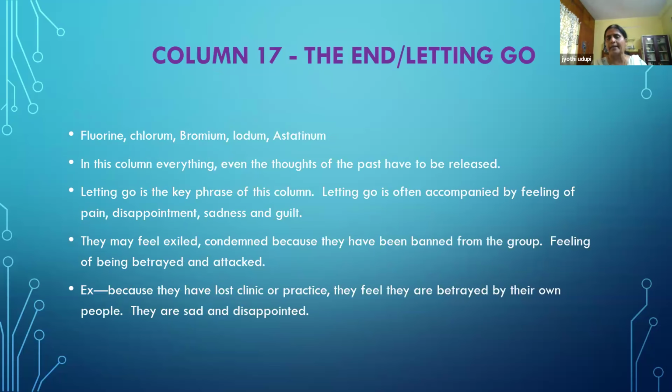Column 17, the end, letting go. Fluorine to astatine. In this column, everything, even the thoughts of the past, has to be released. Letting go is the key phrase of this column. It is often accompanied by feelings of pain, disappointment, sadness, guilt. They may feel exiled, condemned because they have been banned from the group.